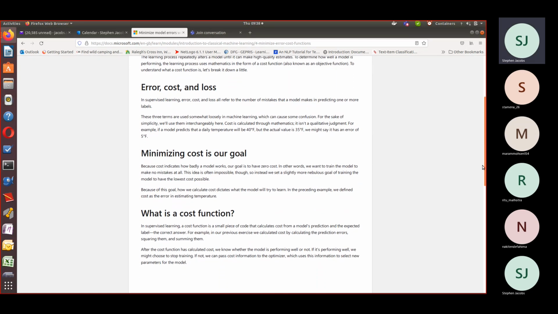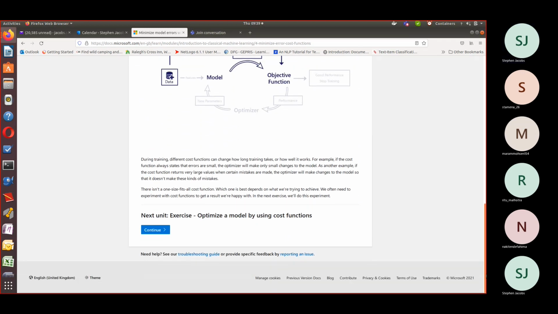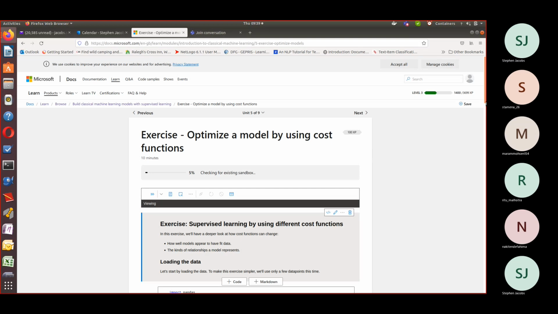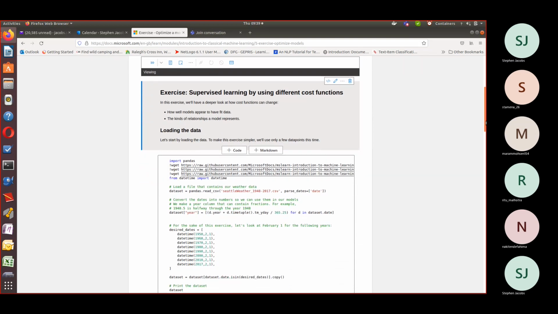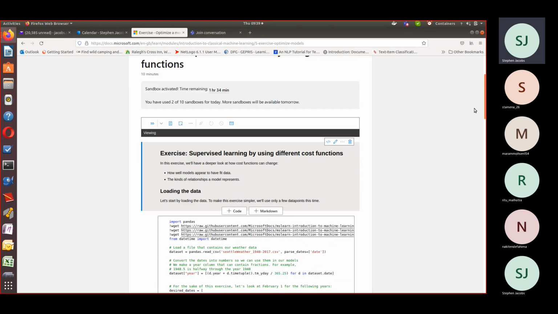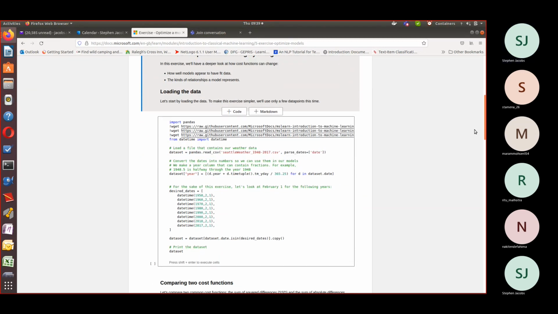So you read that yesterday, and we're going to use a cost function. And we'll see how that works. So we can look at different cost functions. Let's have a look. Oh, we've still got some sandboxes left.